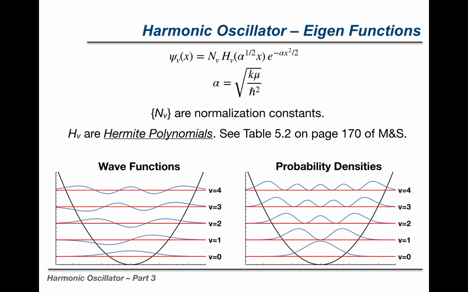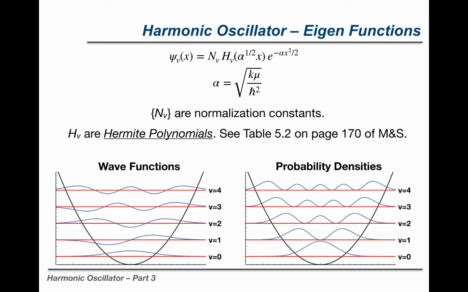At the top of the slide here is the expression that is used to show the eigenfunction in the same notation as used in the textbook. A wave function psi sub v, where v again is the quantum number, is a function of x and is given by the product of three terms: N, H, and an exponential as the last term. The N term is a normalization constant. The expressions for those normalization constants are given in the textbook in chapter 5.